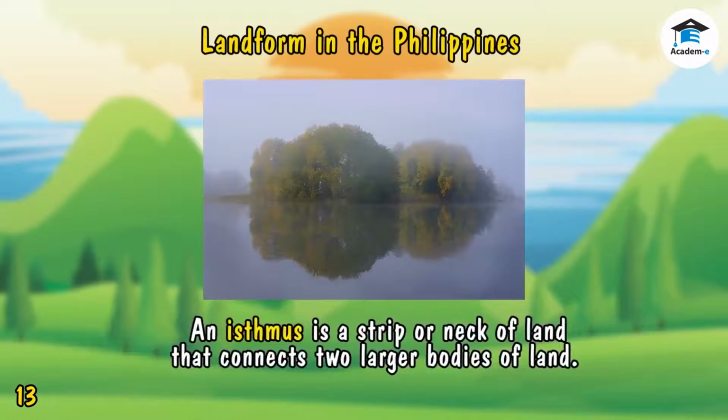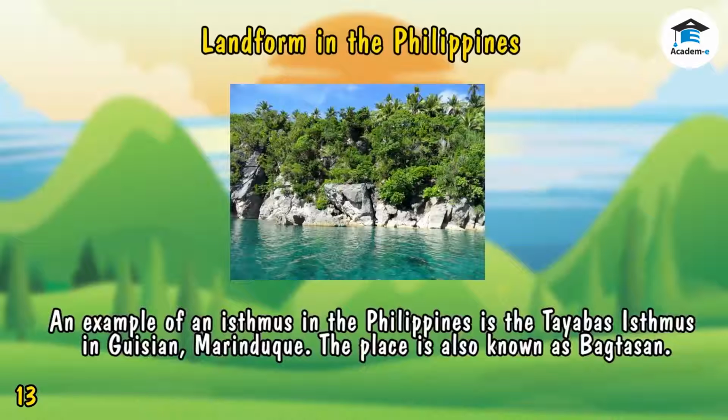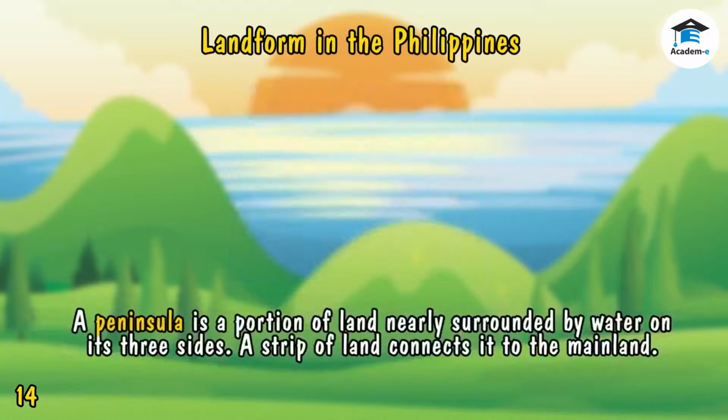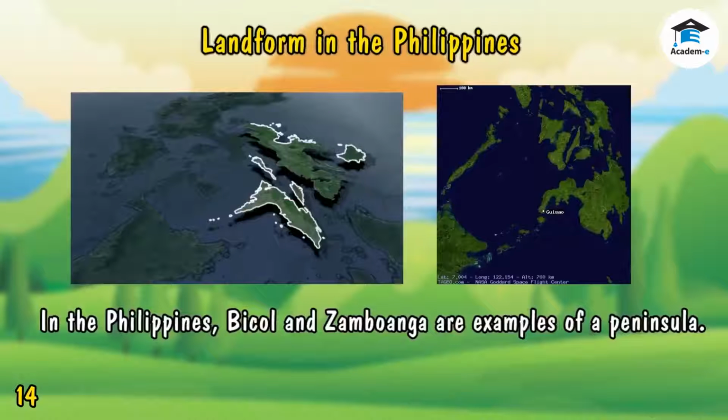An isthmus is a strip or neck of land that connects two larger bodies of land. An example of an isthmus in the Philippines is the Tayabas Isthmus in Quezon, Marinduque. The place is also known as Bagtasan. A peninsula is a portion of land nearly surrounded by water on its three sides. A strip of land connects it to the mainland. In the Philippines, Bicol and Zamboanga are examples of a peninsula.